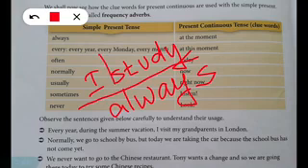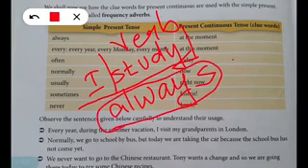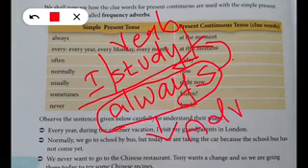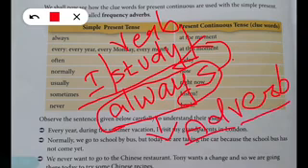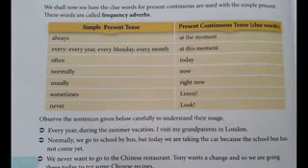Here, I is the subject, study is the verb. So this word always gives additional information to the verb study. So this is called an adverb. What is this called? Adverb. An adverb gives additional information to the verb. Having this in mind, look into the table.